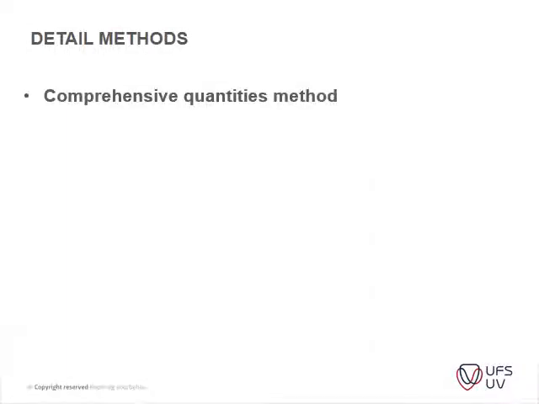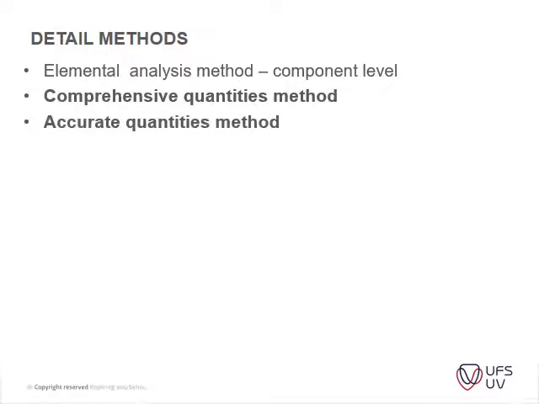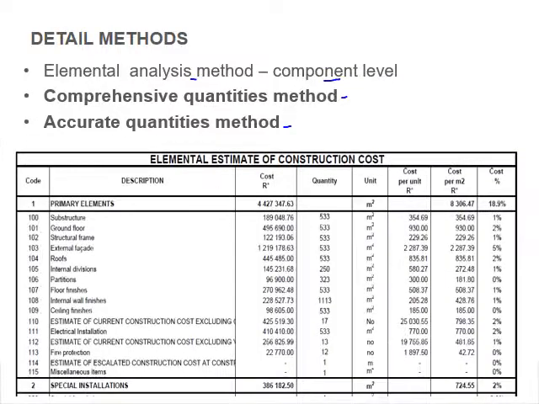So now we get to our detailed methods. This is where most of the information is already available. Now you can actually, in detail, work out what your square meter floor area would be for your tiling, for instance. Your skirtings, you can measure all of your skirtings, etc. And again, it's divided into three different methods. So we've got our elemental analysis method, but it goes up to component level. And then you've got your comprehensive quantities, and then you've got your accurate quantities as well.